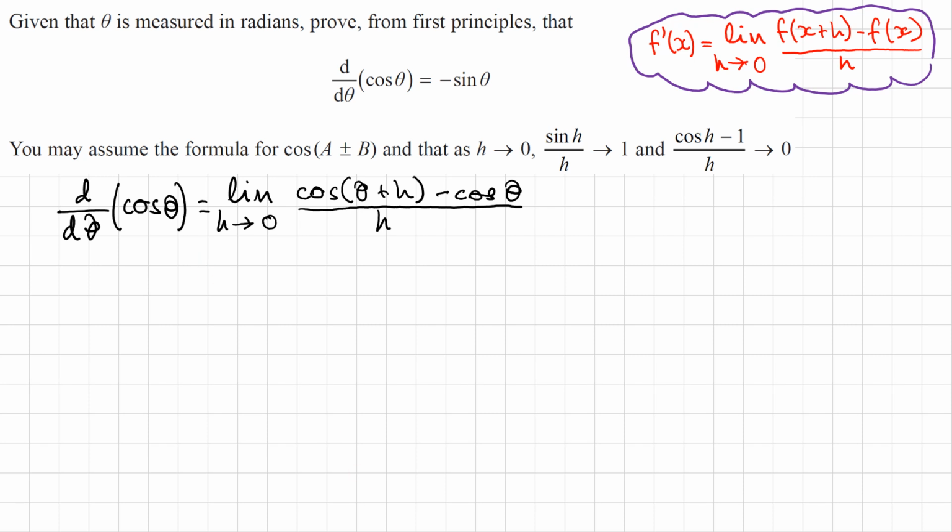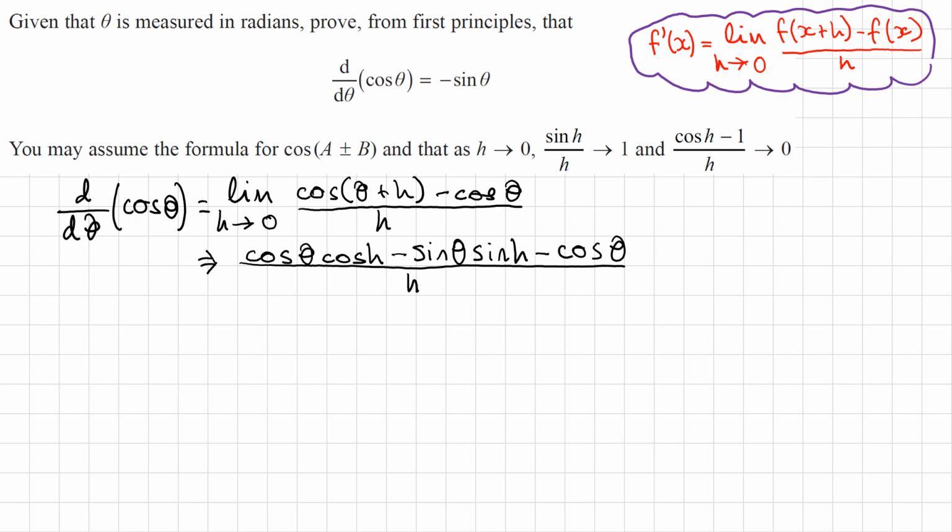Now this is the point at which I use the expansion for cos(A plus B), which is what I've got here. So the expansion is going to be cos theta cos h, and then if there's a plus here, there's a minus in the expansion, so minus sine theta sine h, minus cos theta, all over h.